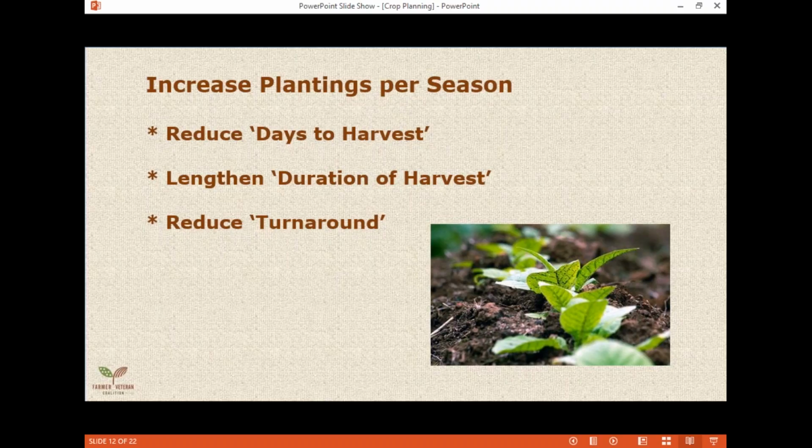The second thing you need to do is see if and how you can lengthen the duration of the harvest. That's the time from your first harvest of a crop to the last harvest before you decide to turn it in.